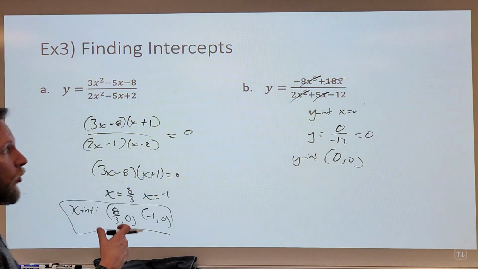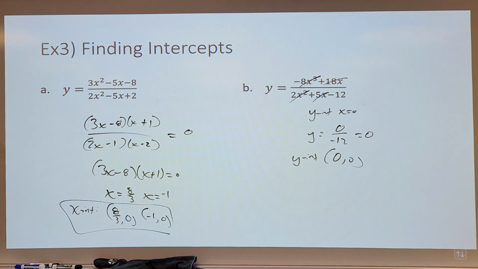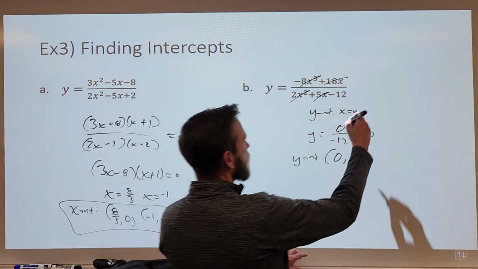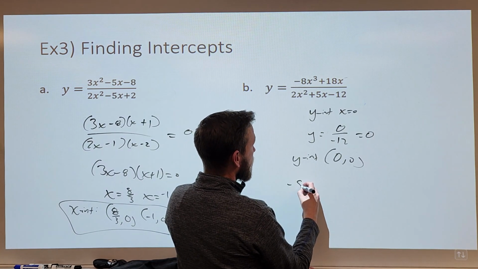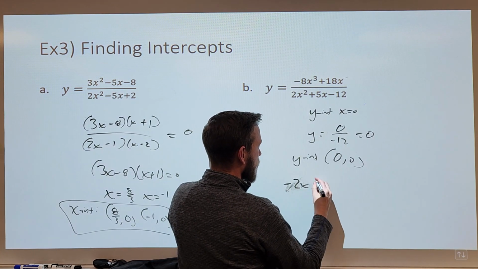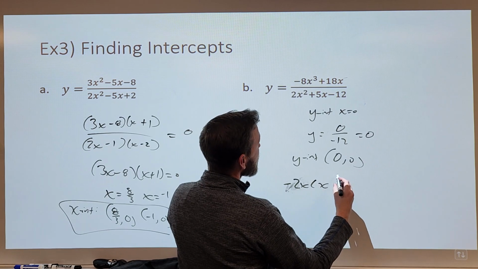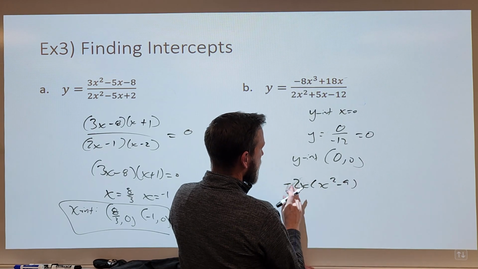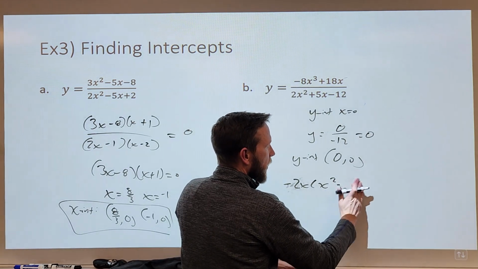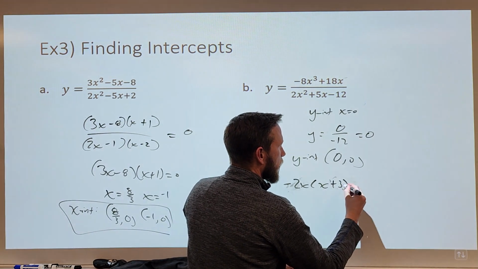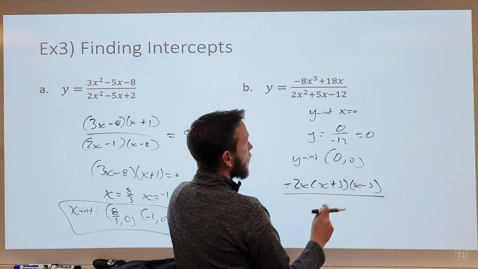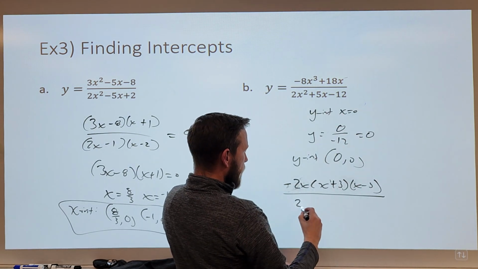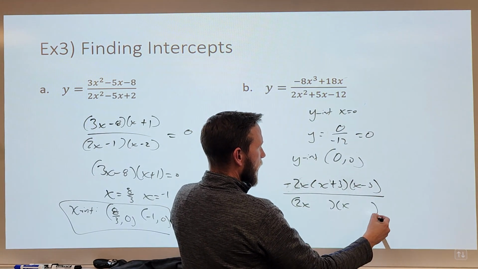On this one, we want to be able to factor numerator and denominator. And so in the denominator there, let's see what we've got here. If I factor out a negative 2x, that gives me x squared minus 9. Okay, so that'll factor as x plus 3 times x minus 3. Doing our quadratic factoring. And then for this one, we got 2x and x.